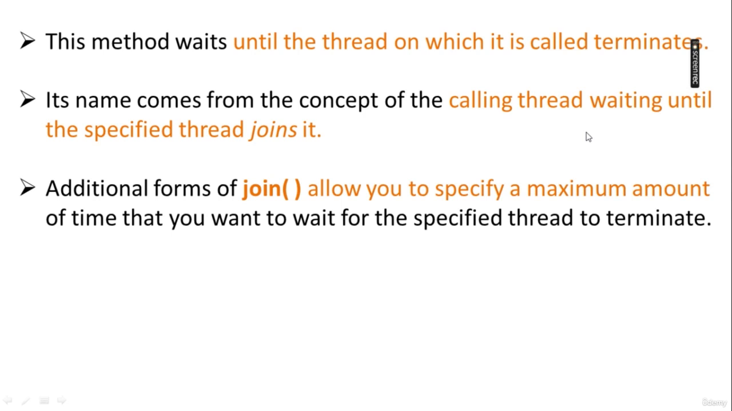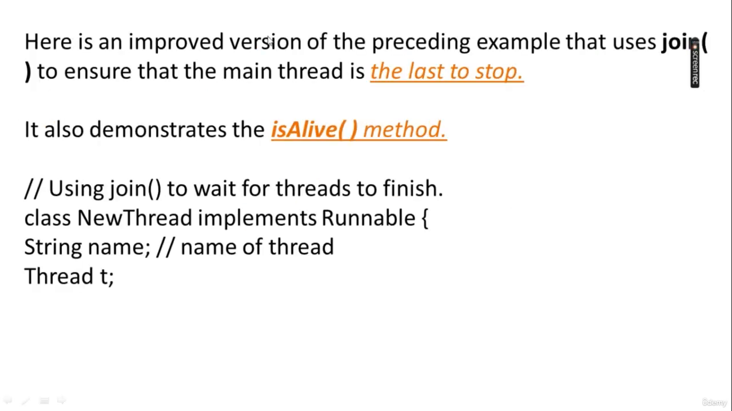Additional forms of join allow you to specify the maximum amount of time that you want to wait for the specified thread to terminate. Here is an improved version of the preceding example that uses join to ensure that the main thread is the last to stop. Okay, so we will see here with the isAlive method and the join method, using join to wait for the threads to finish. Class NewThread, we are implementing the Runnable interface again. We are seeing all the examples that implement the Runnable interface. We are not extending the Thread class here.